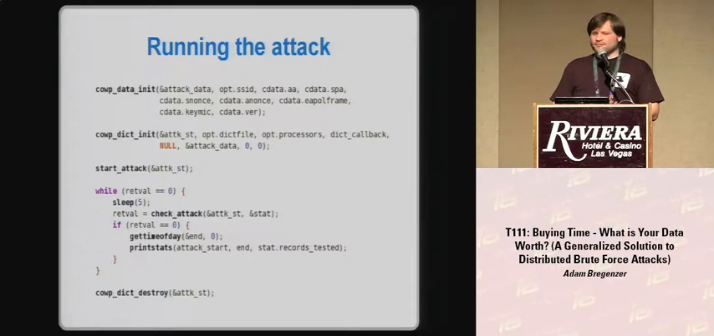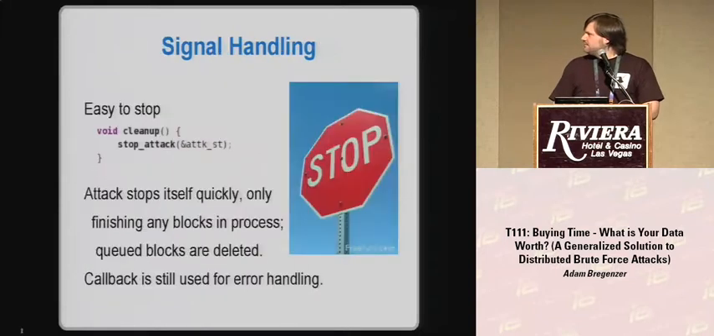Then when you're done, you run the destroy function, and the callback will get called for you. Even if you stop the attack prematurely, the callback will still get called, so you can get your output and any errors that came out of the attack. So there we go. It's very easy to stop. Signal handling can often be frustrating when dealing with just about anything that you have to write in C.